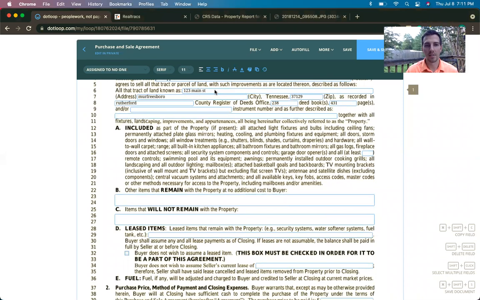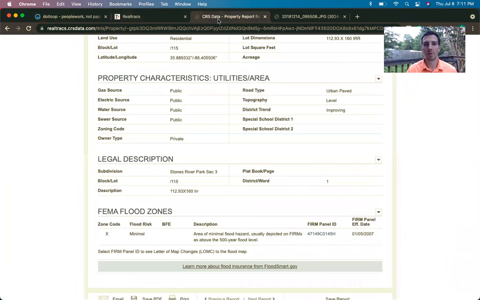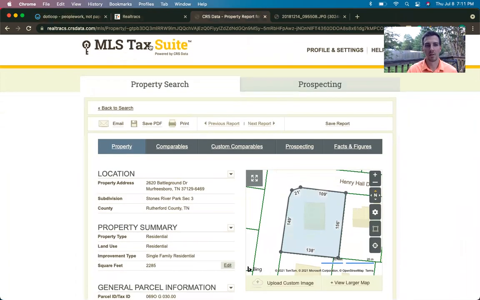Tract of land, line 6, you'll put the address, city, zip code, county. Now, a lot of people leave the deed book and page number section blank because they don't know where to find it. If you go to RealTracs, which is the MLS, and down here you hit tax data, it will open up what is called CRS. Then you can search for whatever property you are looking for the deed book and page number.